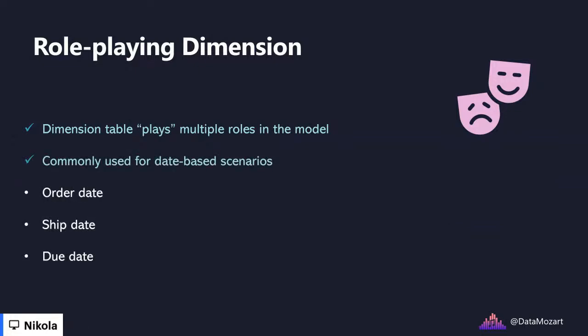Typical usage of role-playing dimensions is with date dimension, when you have a fact table that contains multiple date fields. For example, in the sales table, you have columns like order date, due date, and ship date, which don't need to be identical. And in most cases, they are not identical. So in those cases, based on user requirements, you might want to establish multiple relationships to the same table. And although the role-playing dimension concept is not exclusively related to Power BI, there are certain nuances for its implementation in Power BI models.